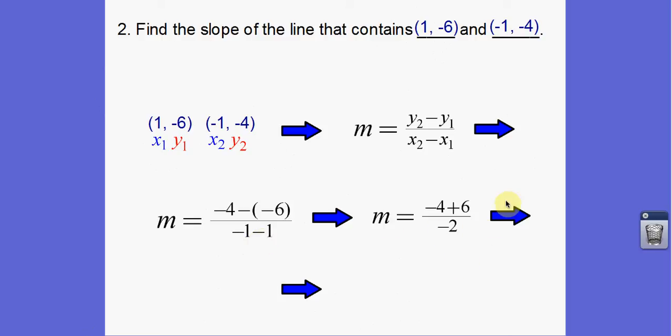Alright? We still have to simplify a little bit more. -4 plus 6 is 2. Keep the -2 on the bottom. And one last simplification here to get our answer. 2 divided by -2 is -1. So that is our final answer. The slope of our line is -1.